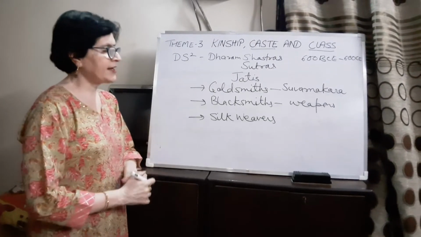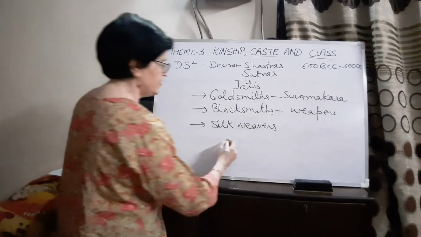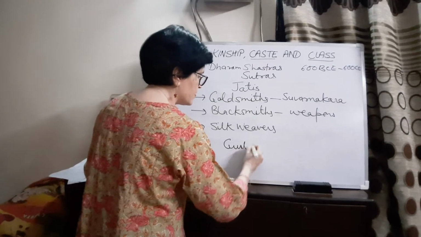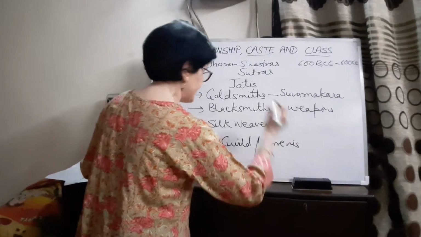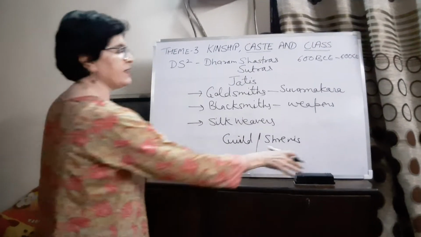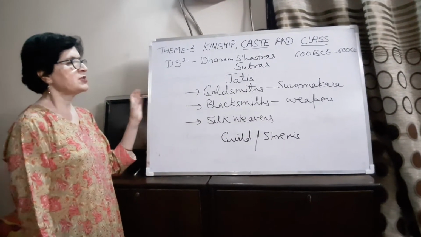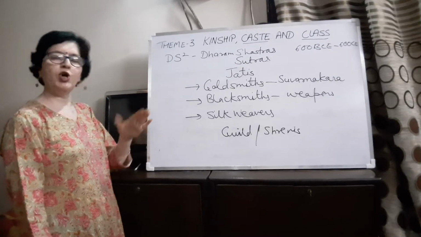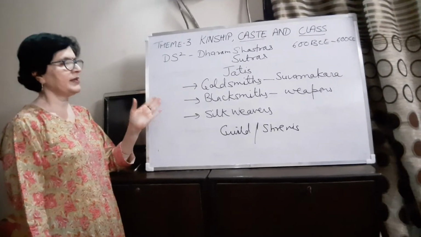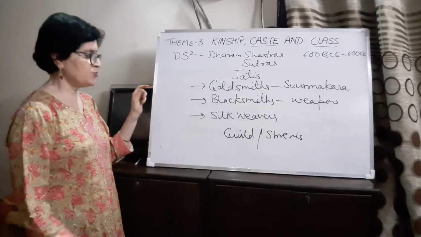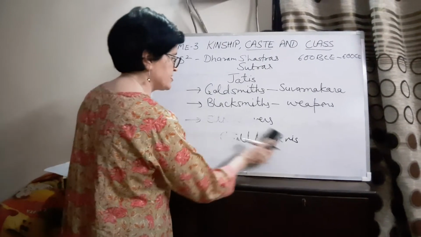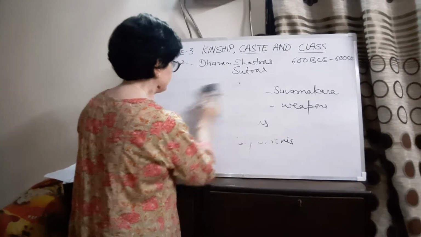These people organized themselves in guilds, or we can say shrenis. You have studied about this topic in your theme 2. So jatis were there. They were not mentioned in the Varna, but they were also in the society, and they also performed some work, or did their occupation.